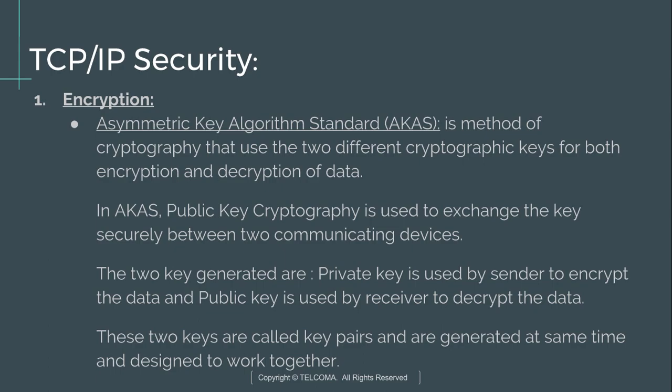So what is the private key? The private key is used by the sender to encrypt the data, whereas the public key is used by the receiver to decrypt the data. The sender encrypts the data by using the private key, and sends the public key to the receiver so that it can decrypt the data. These two keys are different. These two keys are called key pairs, and are generated at the same time and designed to work together.